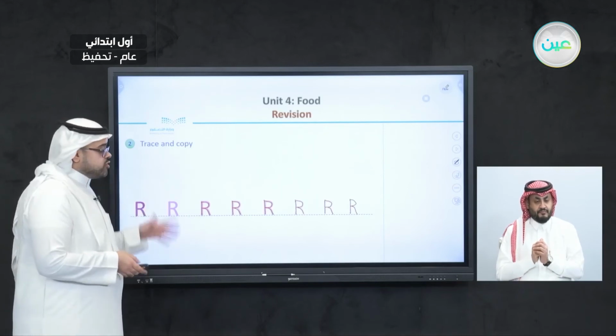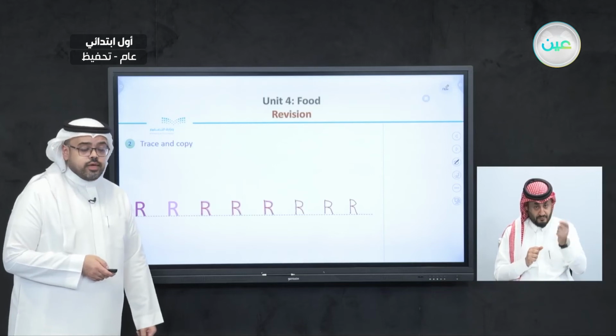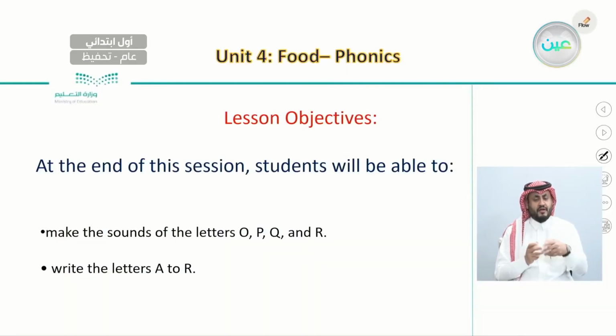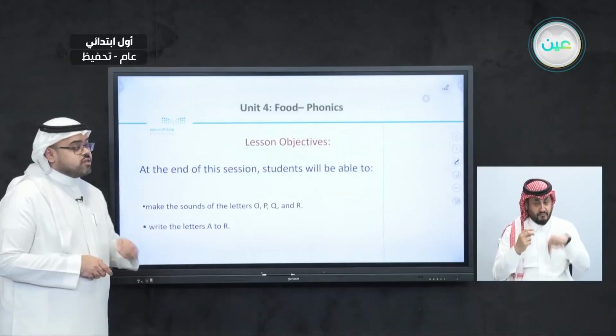We said that it is important to trace them and copy them again. So now let's get to know our objectives in today's lesson. Our objectives in today's lesson are to make the sounds of the letters O, P, Q, and R, and also to write the letters A to R. It is important that we do these two goals in today's lesson.